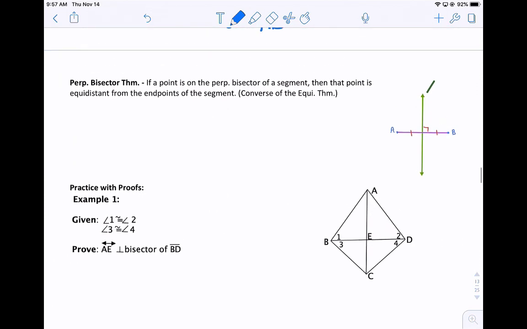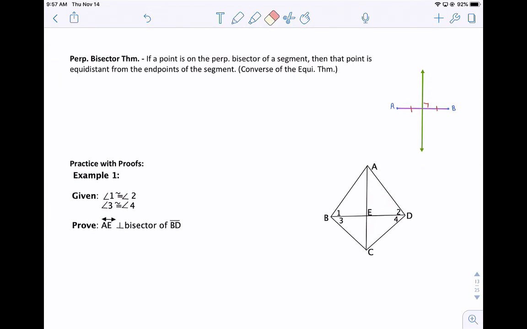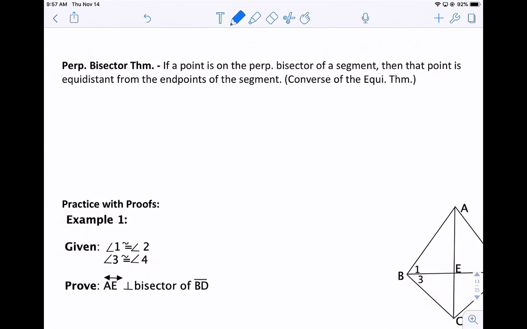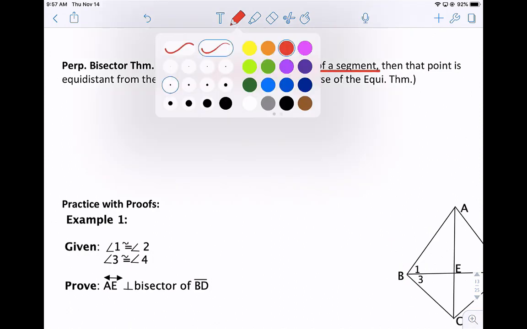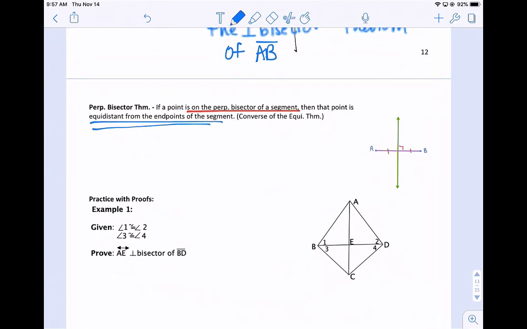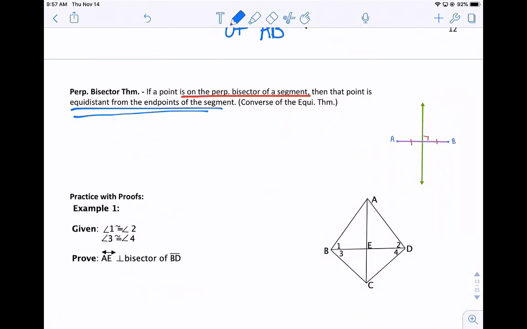So this one right here is the perpendicular bisector theorem. Let's read that. If a point is on the perpendicular bisector of a segment, then that point is equidistant from the endpoints of the segment. So this is the converse of the equidistant theorem. We're switching the order of the hypothesis and conclusion. All right, so let's take a look at what that looks like.